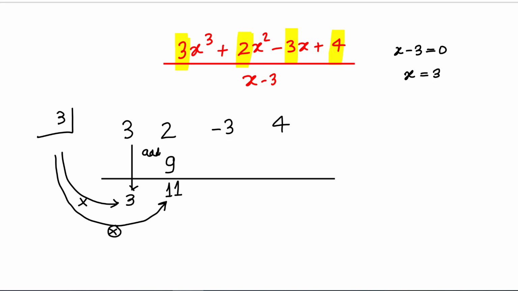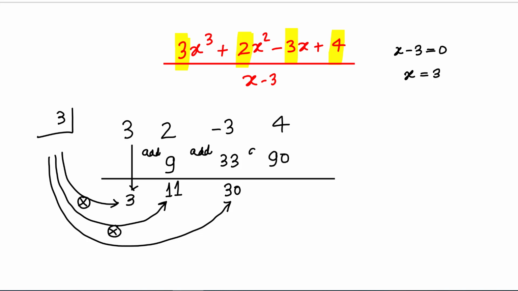So you have to do multiplication: 11 into 3, that is 33. This will go here, and then once again you have to add. So 33 minus 3 is 30. Again you have to multiply 30 times 3, so this will be 90, and then if you add this 4, that is 94.